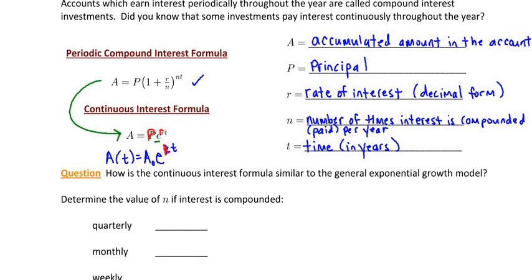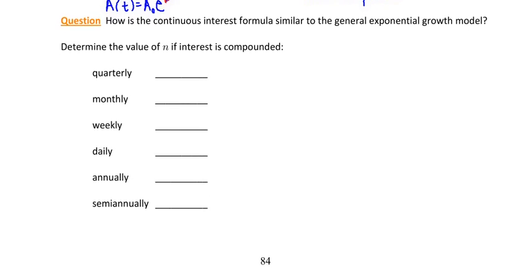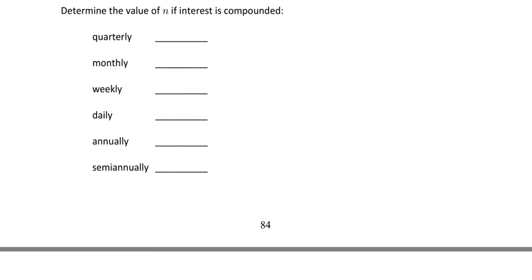As far as using the periodic compound interest formula, you want to be aware of a little bit of terminology. We want to be able to determine the value of N if the interest is compounded quarterly. Now, quarterly means you're earning interest 4 times per year. Monthly means you're earning interest 12 times per year. So we're looking at the value of N in each case. Weekly earnings would be 52 times per year. Daily earnings would be 365 times per year, although you got to read the fine print.